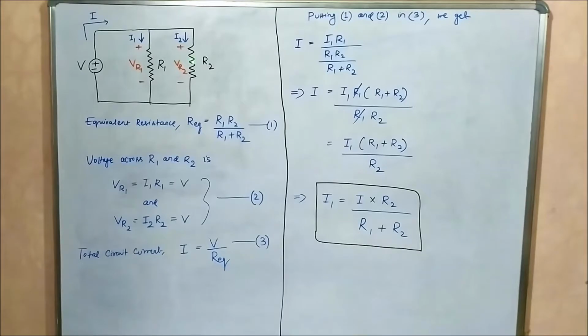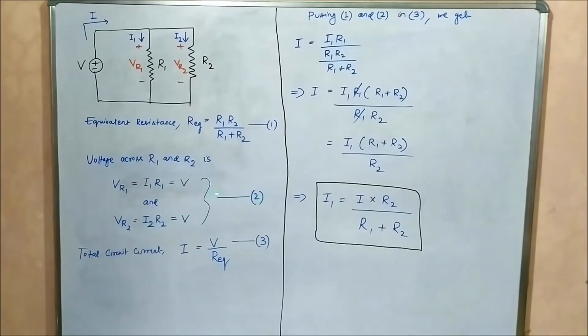So VR1 and VR2 will be the same and equal to the DC supply voltage V. The voltage drop across R1 is equal to V and the voltage drop across R2 is also equal to V. Now we can also write the voltage drop across R1 as I1 into R1, the product of current and resistance. Similarly, the voltage drop across R2 we can write as I2 into R2, and they are equal to the DC supply voltage V as they are connected in parallel across the DC supply voltage.